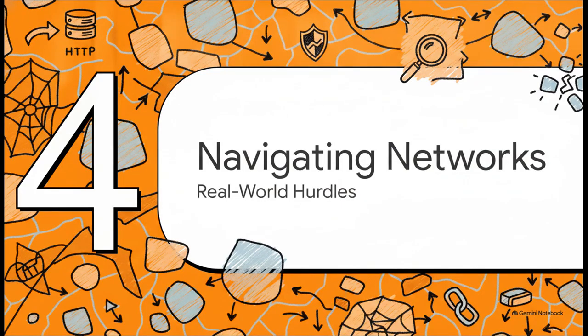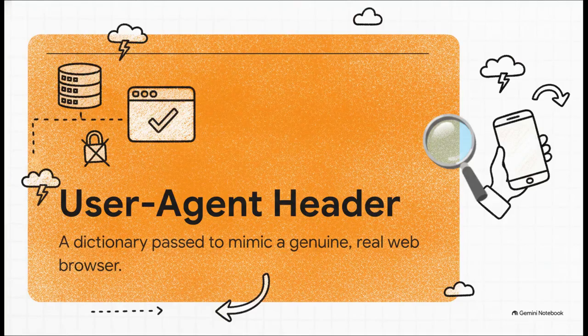Okay, let's jump into Part 4, Navigating Real-World Networks. Because let's face it, the internet is messy. Now, what's really interesting about this slide is how requests helps you survive these real-world hurdles. When you're web scraping, many websites will actively block scripts unless you use custom headers to mimic a real human browser. They will flat out refuse to respond to requests that clearly look like an automated Python script. But by passing a simple dictionary to the headers argument, requests lets you set a custom user agent to mimic a genuine, real web browser, totally preventing you from being instantly blocked.